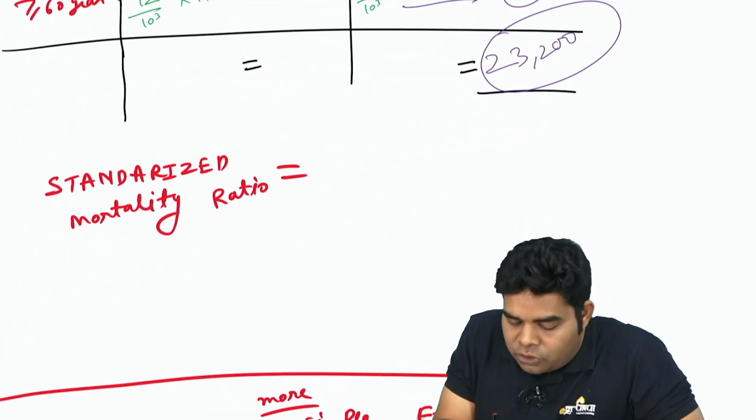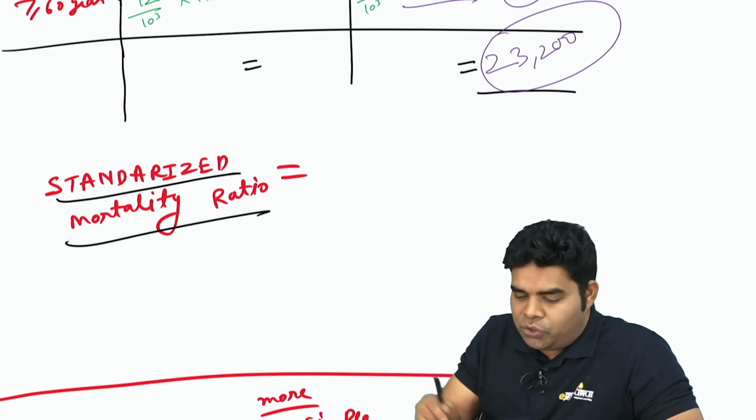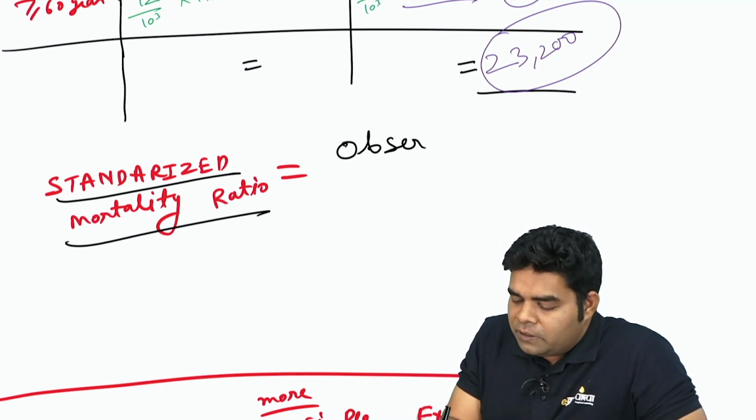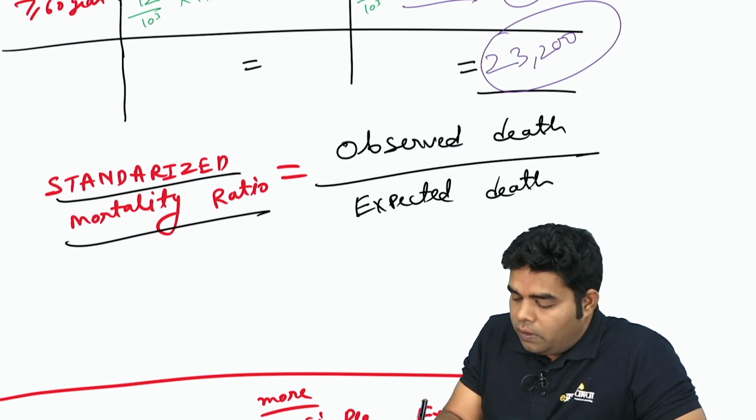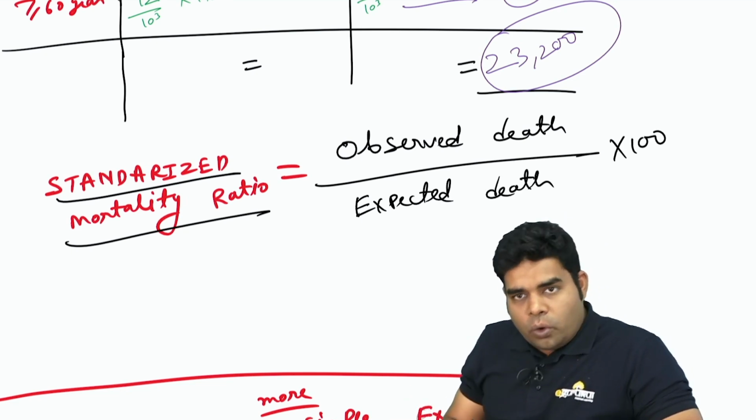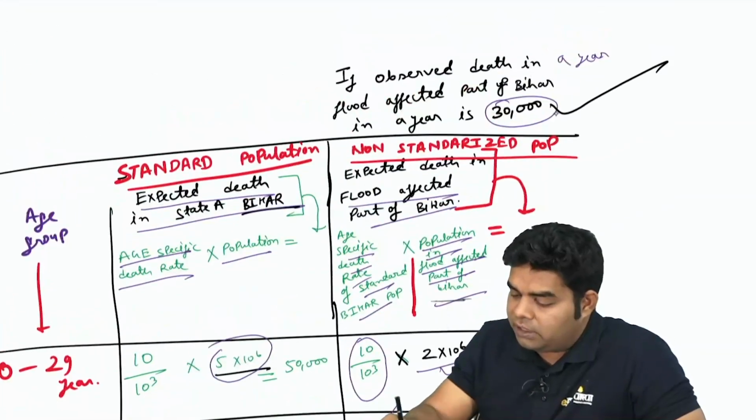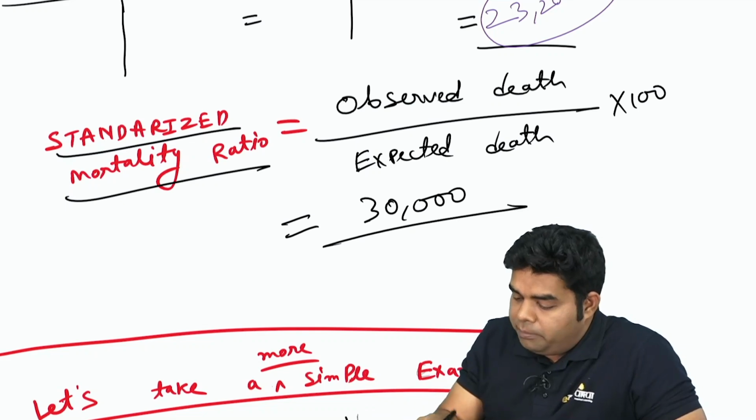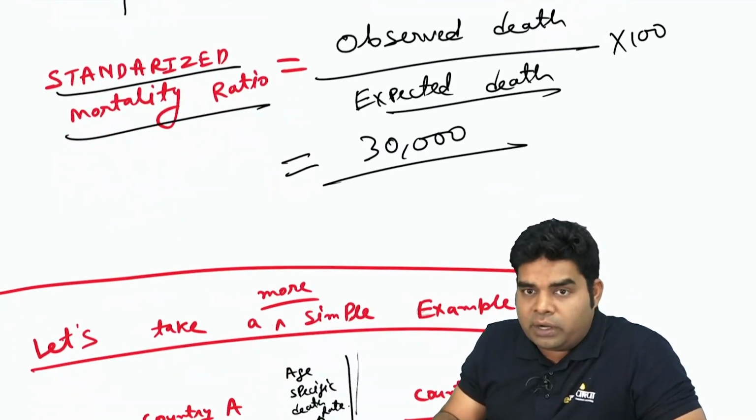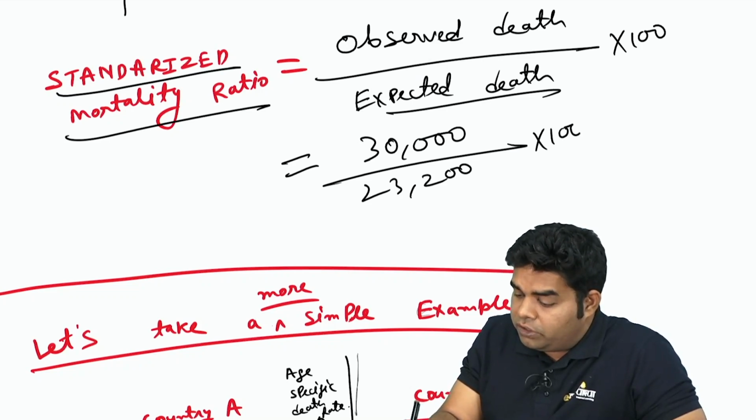And then the final thing which comes out after an indirect standardization is known as a standardized mortality ratio. The formula for that is observed death by expected death into 100. Okay. So here, what is the observed death? I said it was 30,000. 30,000 was the death in flood affected part. So we will write 30,000. And we will divide it by expected death. What is the expected death? 23,200. So let's do that, 23,200. And multiply it with 100 only, not with 1,000.